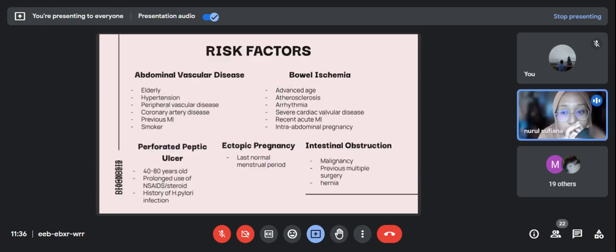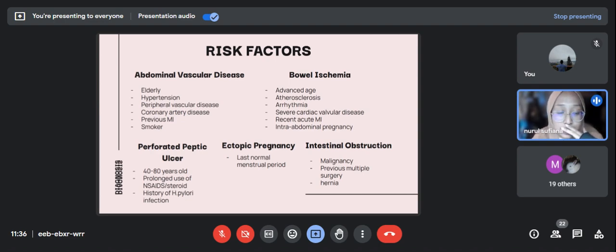So next is the risk factor for the etiologies of the acute abdomen. Some that has been presented by Al-Hakim for abdominal vascular disease such as AAA or aortic dissection. The risk factor could be elderly, hypertension, peripheral vascular disease, coronary artery disease, previous myocardial infarction, and smoker. For bowel ischemia, advanced age, underlying atherosclerosis, arrhythmia, severe cardiac valvular disease, recent acute myocardial infarction, and intra-abdominal pregnancy.